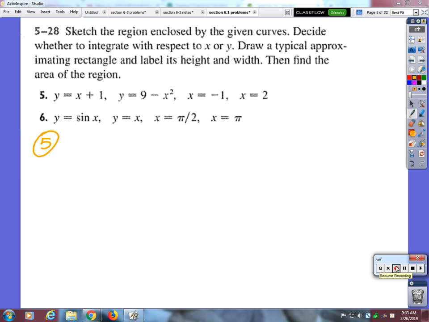Instead start on number 5? How do you want to do it? Do you want to just wing it? You want to draw a picture? Okay, let's wing it correctly.